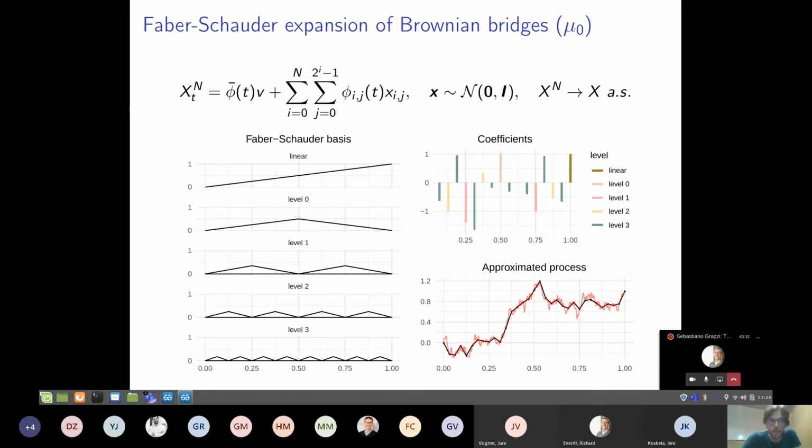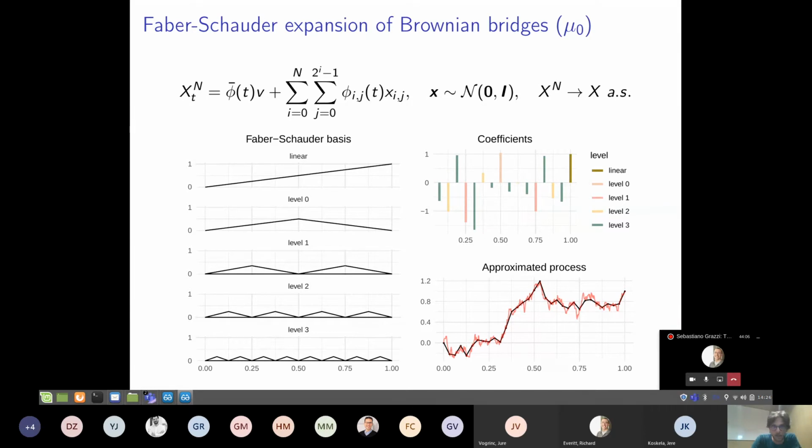The x_ij's are all the coefficients of the expansion. So the Lévy-Ciesielski construction of Brownian motion, what does it say? Basically, if we assume the x_ij's to be IID Gaussian normal random variables, then we construct an approximated Brownian motion X^n, and this X^n converges to the real Brownian motion as n goes to infinity, and the convergence is almost surely and uniformly on T.